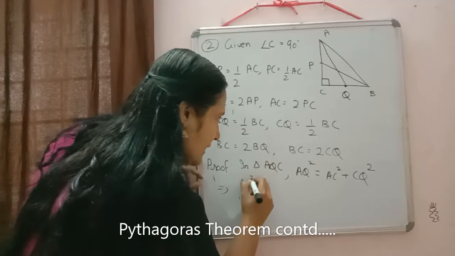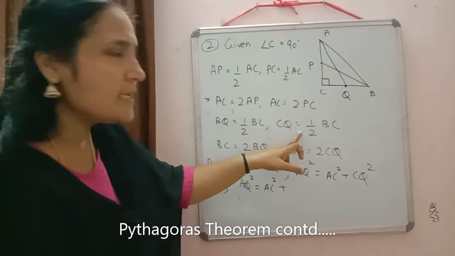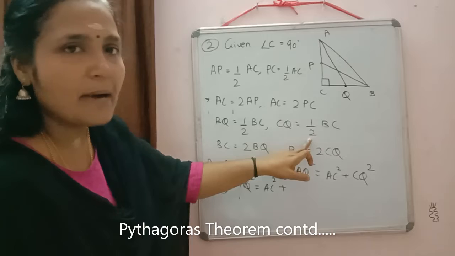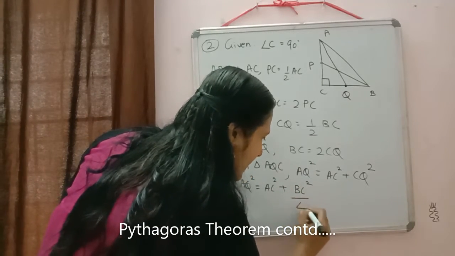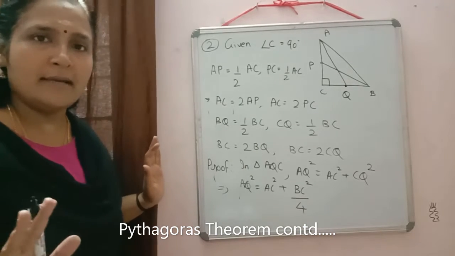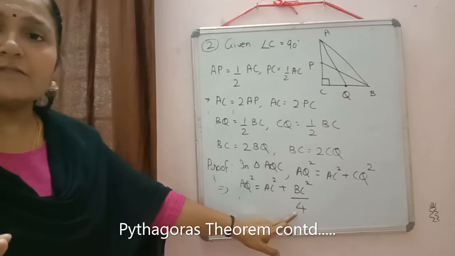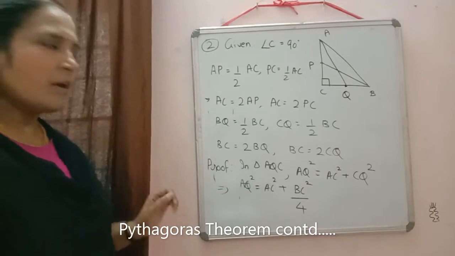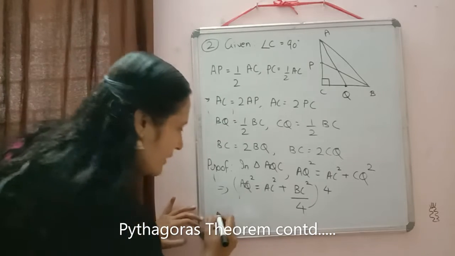Then it will come AQ square is equal to AC square plus, what will be CQ square? If you do the square, it will come BC square by 4. But in the proof, nothing is there in the denominator. So we have to cancel this 4. To cancel this 4, what will we do? Yes, we will multiply the whole equation by 4. So just write down here, we are multiplying it by 4. Then what will come?